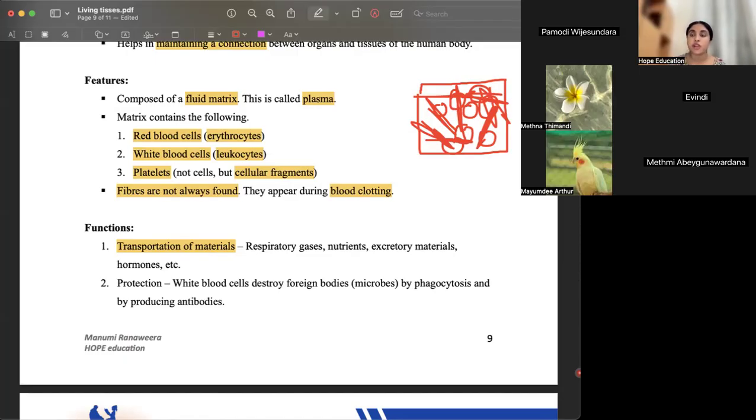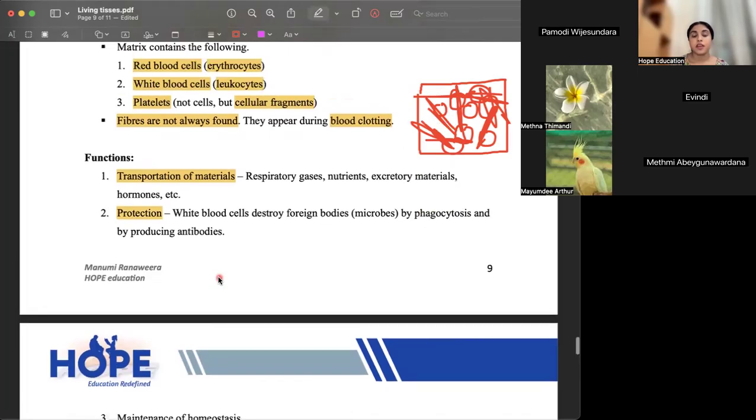Blood is responsible for the transportation. Then the ovary secretes estrogen and progesterone. Those hormones act on the uterus. They are transported to the uterus by blood. So blood is responsible for transportation of most of the materials.